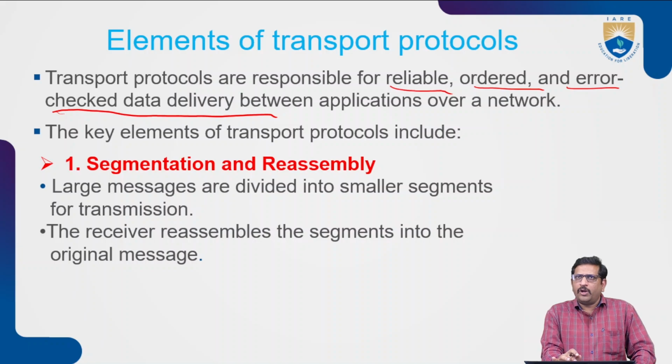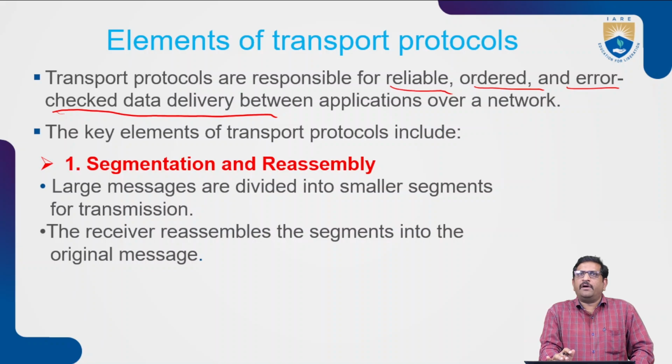These are all reliable. Reliable means accurate, exact data without loss can be sent from the source machine to the destination machine. Ordered means whatever data we send from source to destination is sent in sequence. Error-checked data delivery means that while delivering data from source to destination, if there are any errors, they are detected and identified, so error-free data can be delivered between various applications over different networks.